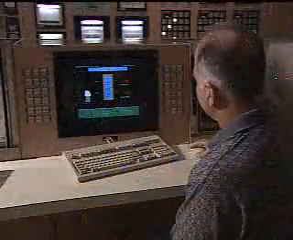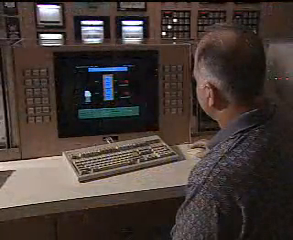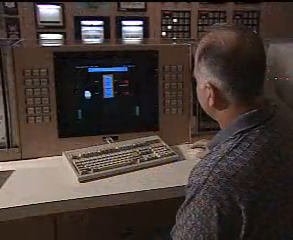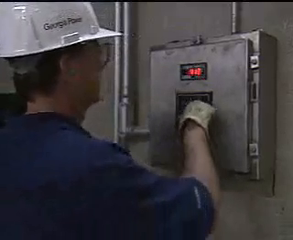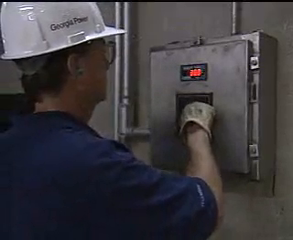Part of your job as an operator involves monitoring and controlling the condenser and circulating water system. So you need to have a good understanding of how these components work and what problems can affect them.